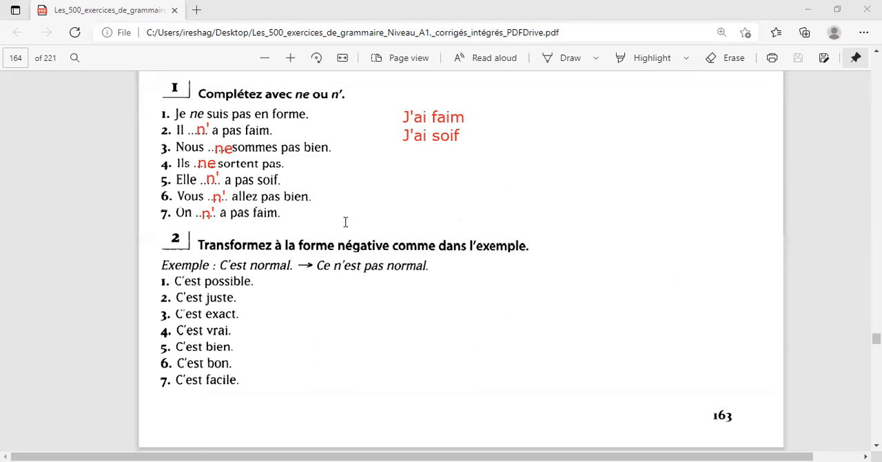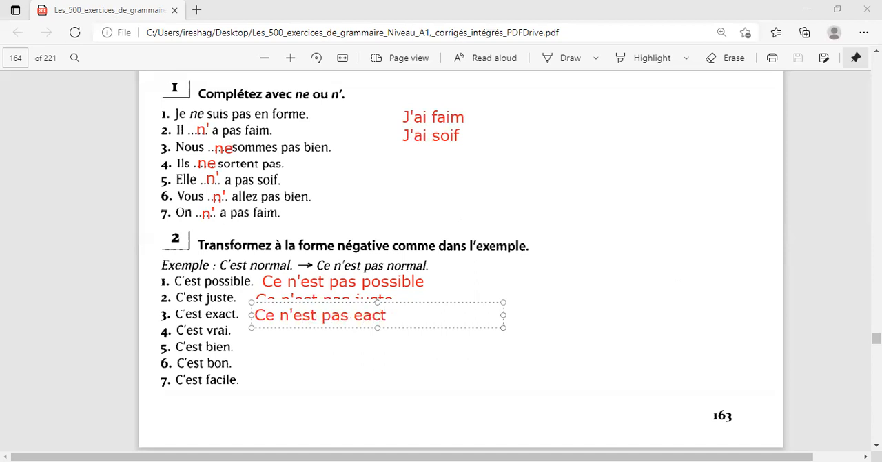Okay, we are coming to the next part. Ce n'est pas possible. It is not possible. When you want to say it's possible, c'est possible. Ce n'est pas possible. Then ce n'est pas juste. It's not correct. Juste is like it's not correct; you can also say that's true. Ce n'est pas juste. That's not true. Say exact: it's exact. Ce n'est pas exact.